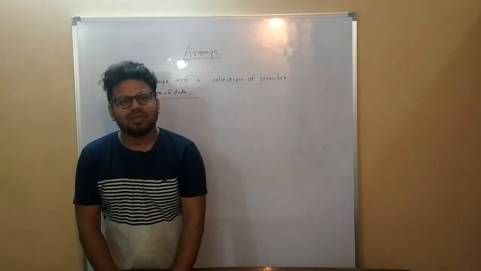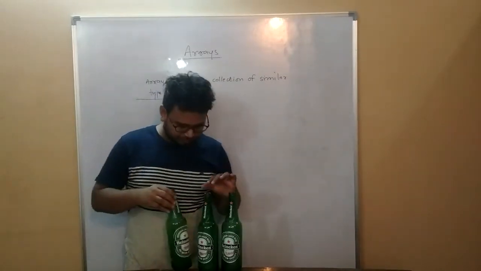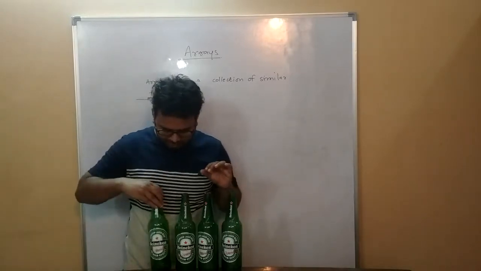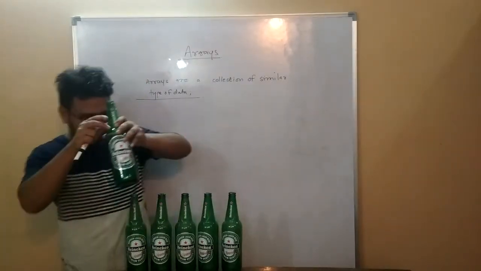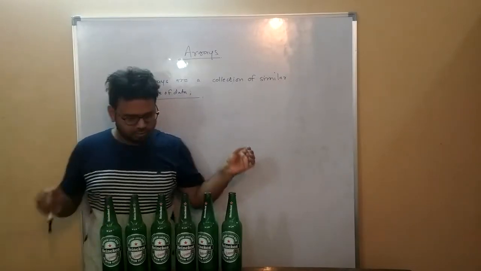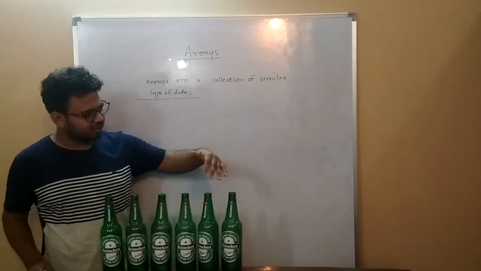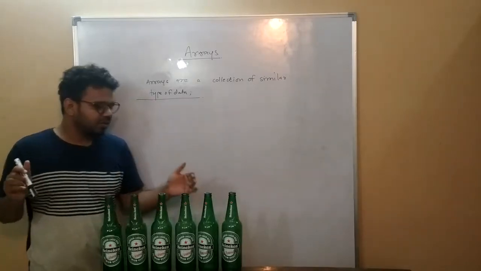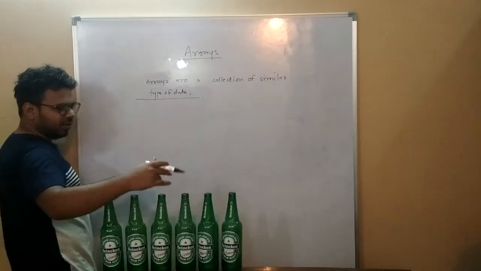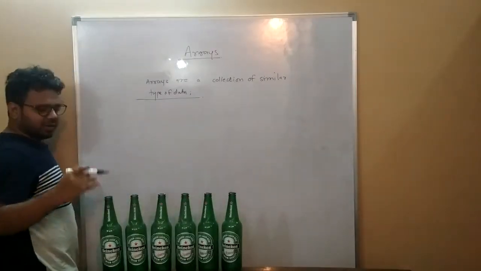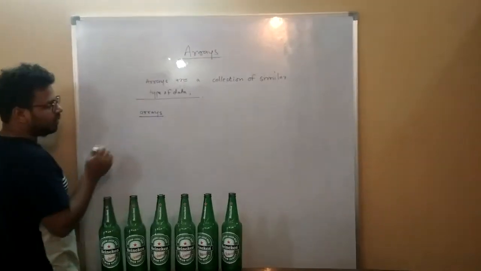You can see here I have some similar types of data for you. I think you are getting the similar type of data which I am having here. You can see the similar types, that is each beer is of Heineken, so it is a similar type of data. So if we say that arrays are a collection of similar types of data, then you can see here I have some collection of similar types of data. It means that it is also an array. So arrays are declared like this.